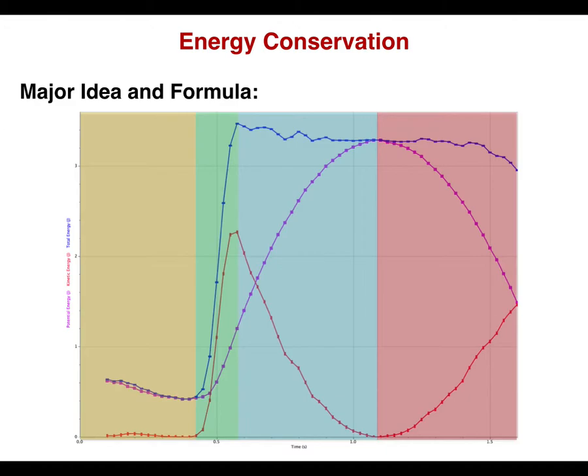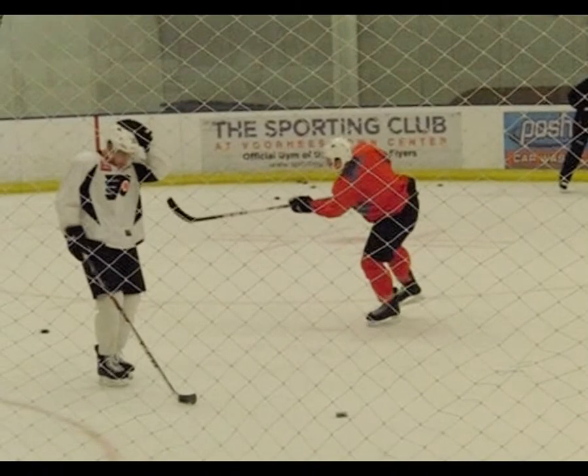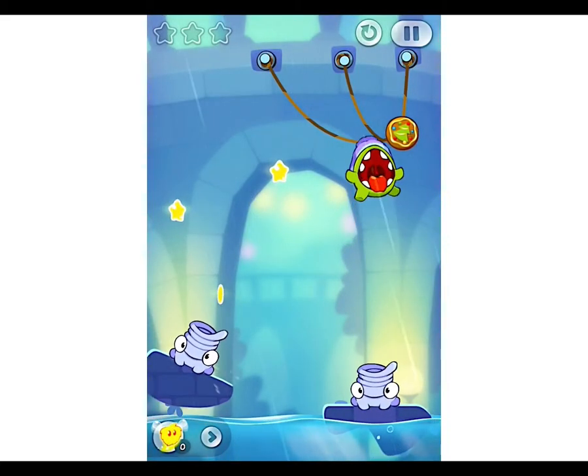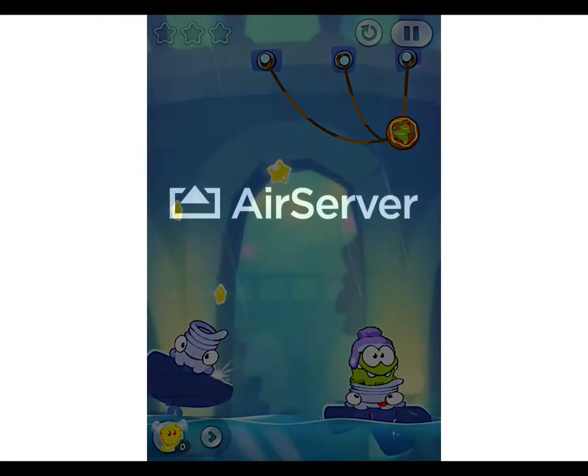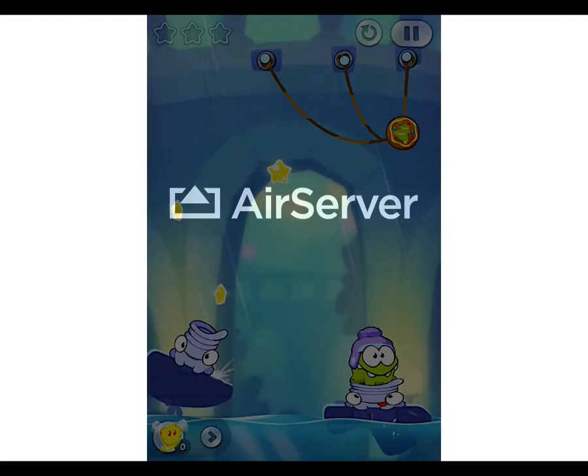So the major idea is that there are many circumstances where total energy will be constant, such as when the puck leaves the stick and then returns back to the stick. The entire time it's in the air, energy is constant. Okay, we have this conversion of energy in this video of the guy shooting the hockey puck. You will see his elastic energy is going to turn into kinetic energy. We can see this in Cut the Rope, where elastic energy is going to turn into kinetic energy and then eventually turning into gravitational energy. That then returns back to kinetic energy.